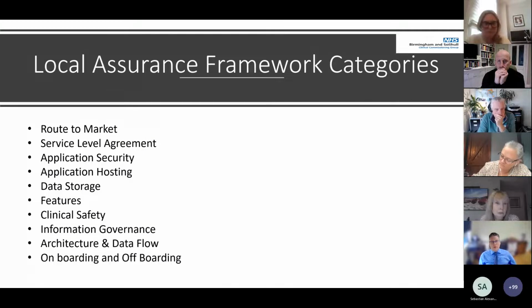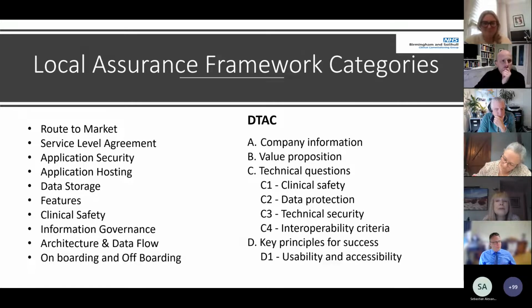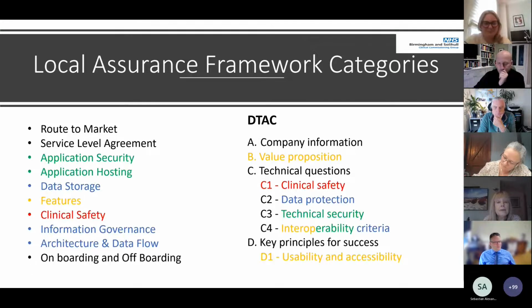We actually started this process before DTAC came out. So we don't actually do DTAC, we do our own local framework. But we are actually remarkably close to each other. And hopefully you can see the colours. Apologies to anyone who's colourblind. Most of what we do matches up with what DTAC does. And that's, of course, not surprising, because we're aiming for the same thing.